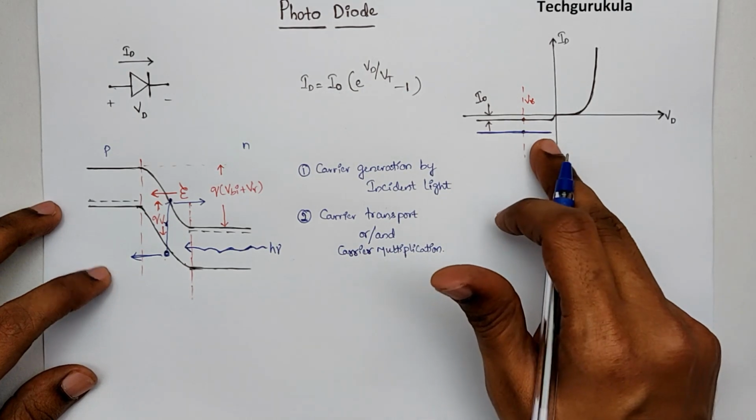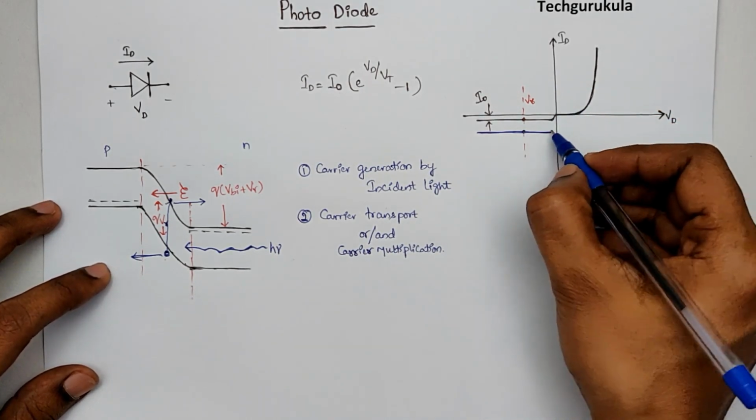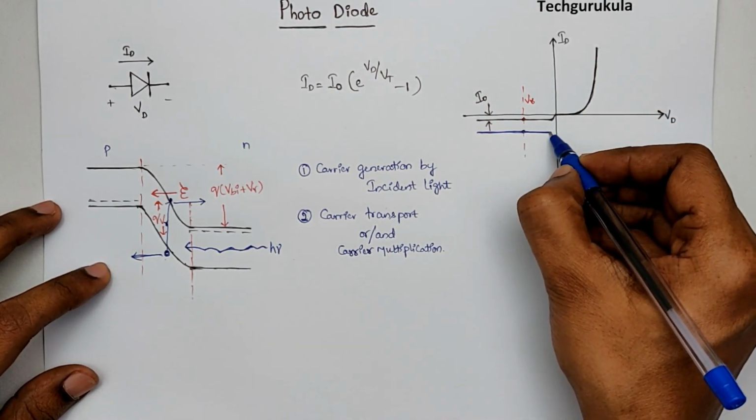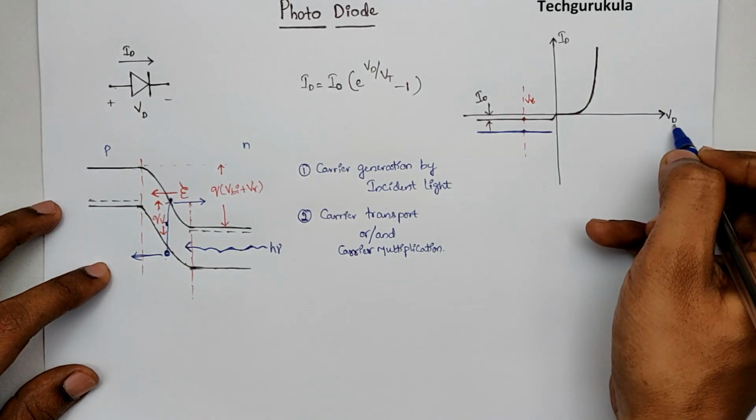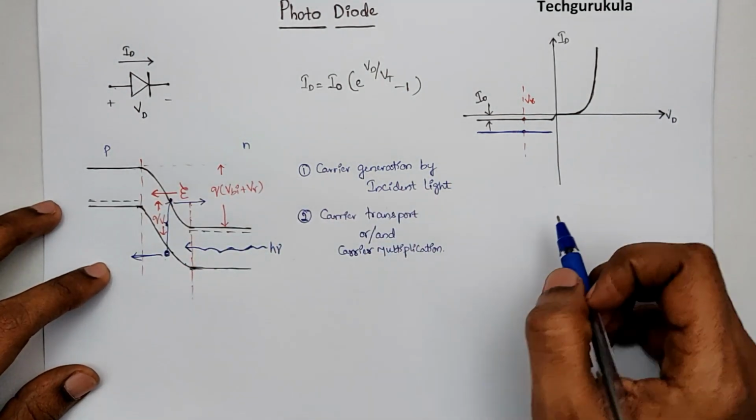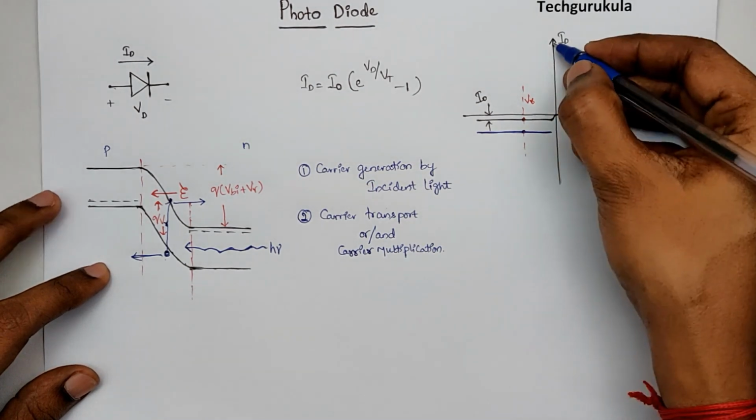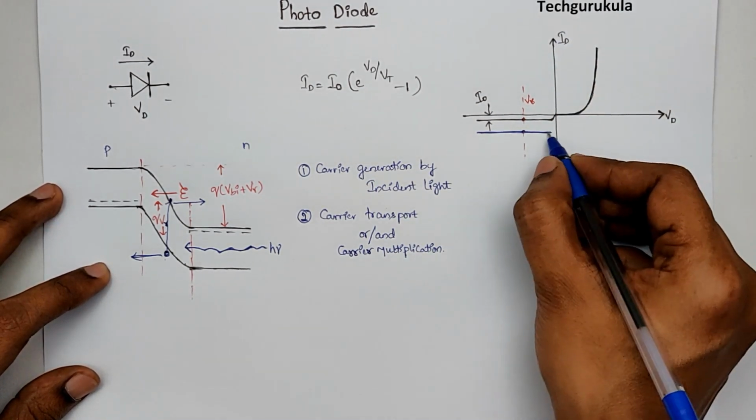But the question now is what will happen to the current when the voltage across the diode is 0? When VD is 0, this is the line that we have. Where would this current actually hit?